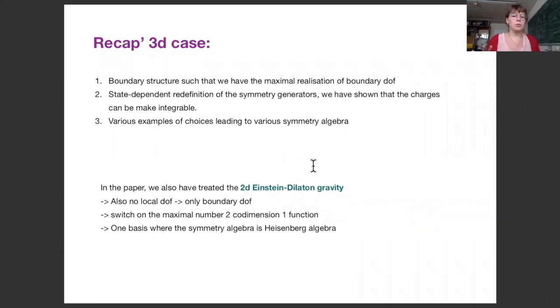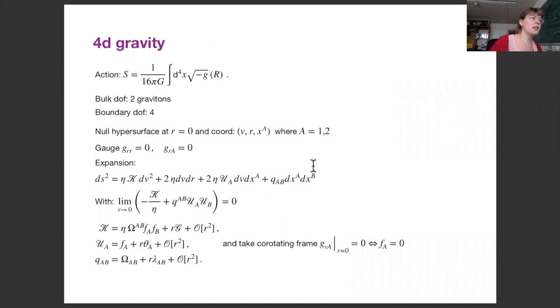So now let's move to 4D. Why is it interesting? You go to 4D, now you have bulk degrees of freedom, so you have gravitons, and still we expect those degrees of freedom on the boundary. So once again, I put my null surface at r equal to 0. My coordinates are this time v, r, and x^a, where a is the angle, so it's theta and phi. And I'm choosing this gauge once again. That's my boundary structure, given by this expression. And to have a null hypersurface, that relates this kappa to this u term. And once again, the eta here only depends on the angle and the time.